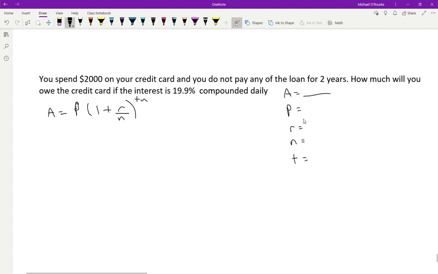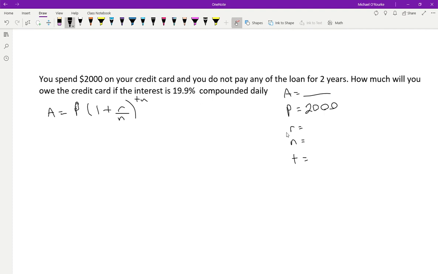What's our principal? What's our original amount? 2,000. Now, this is not an investment. This is like us paying a loan. But the principal or original amount is the same. In the previous questions we were trying to figure out how much we're earning. In this question, we're figuring out how much we have to pay. Okay, but the same thing applies.